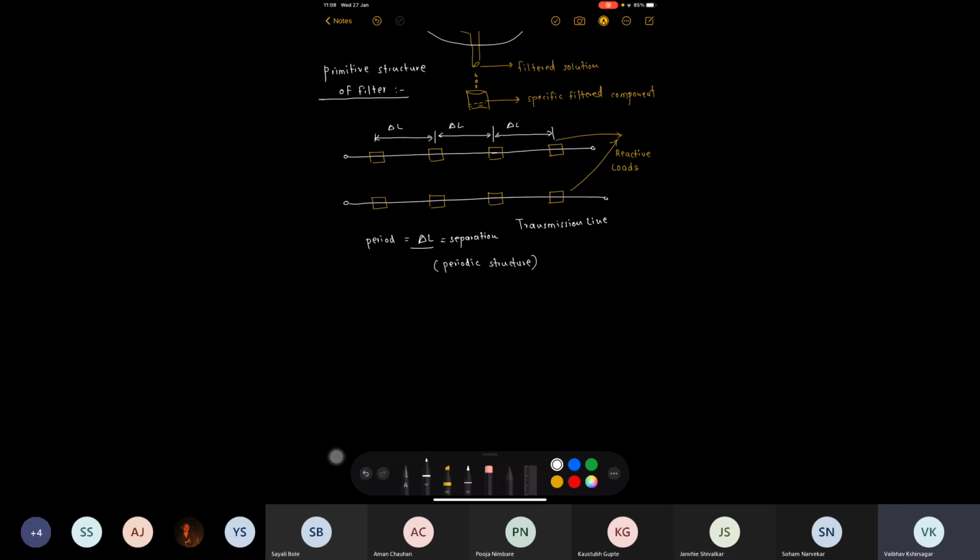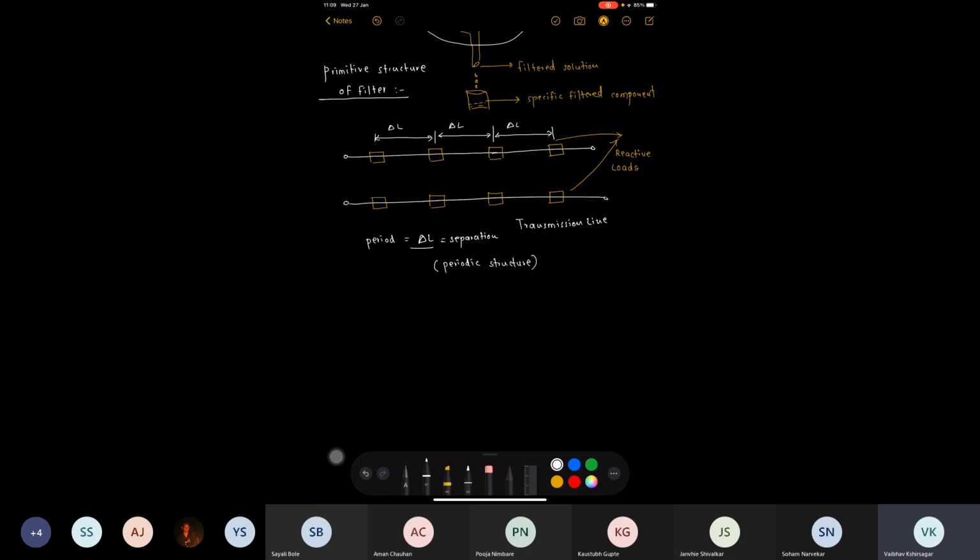So we go ahead with the next topic, terminated periodic structure. We will continue this topic. We saw what we mean by a periodic structure. So what if we terminate this periodic structure into a specific load?